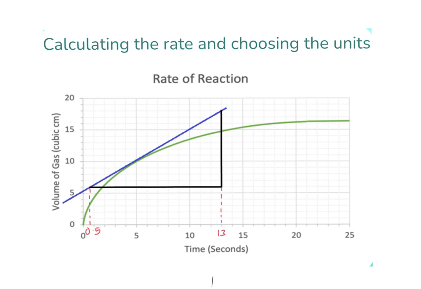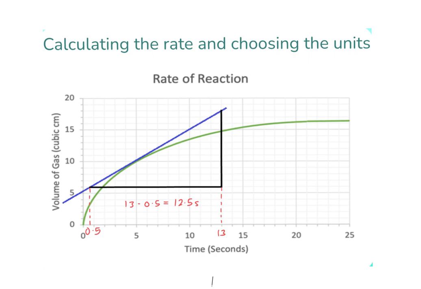So looking at the scale, I can see the first red line is at 0.5 seconds and the second is at 13 seconds. So now we need to do the sum. 13 take away 0.5 equals 12.5 seconds. Next, I'm going to do the vertical line.